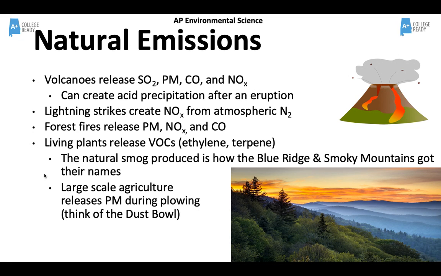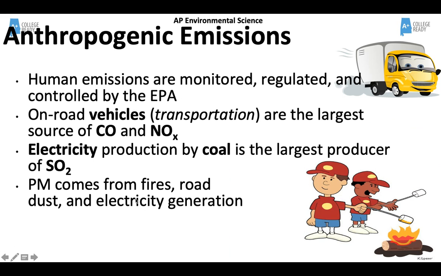Fun fact. And then additionally, large-scale agriculture can release a lot of particulate matter during plowing. Think of the Dust Bowl. I don't really like that this is included under natural emissions because that's got human impact in it, but we'll take it. Anthropogenic emissions. Remember, anthro means human. So in this case, human-caused emissions. Human emissions are pretty heavily monitored, regulated, and I don't know, controlled is a strong word, but they are monitored and regulated by the EPA.